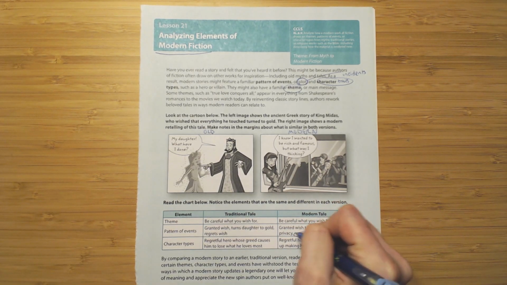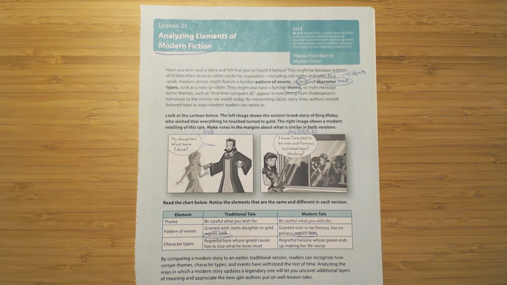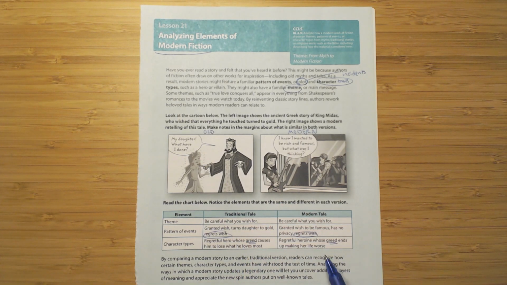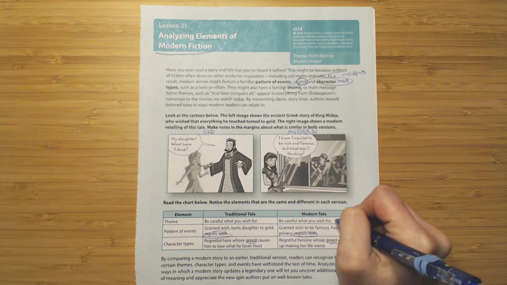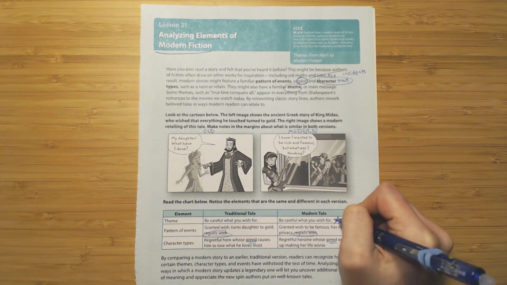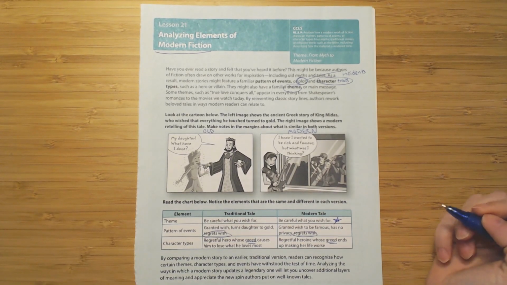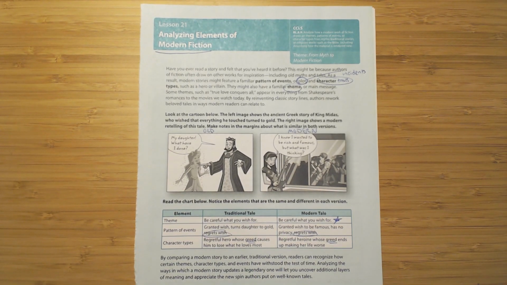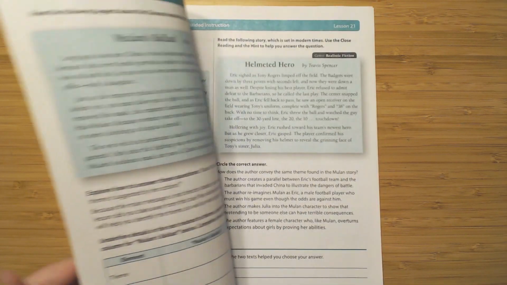So they still have similarities. The character type over here is a regretful hero whose greed causes him to lose what he loves most. Over here, a regretful heroine, which is just the female word for hero, whose greed ends up making her life worse. So both of them have greed. And again, both of them are connecting back to this idea of be careful what you wish for. So down here, by comparing a modern story to an earlier traditional version, readers can recognize how certain themes, character types, and events have withstood the test of time.